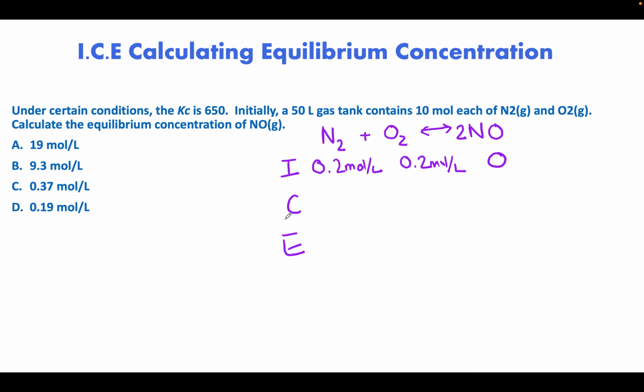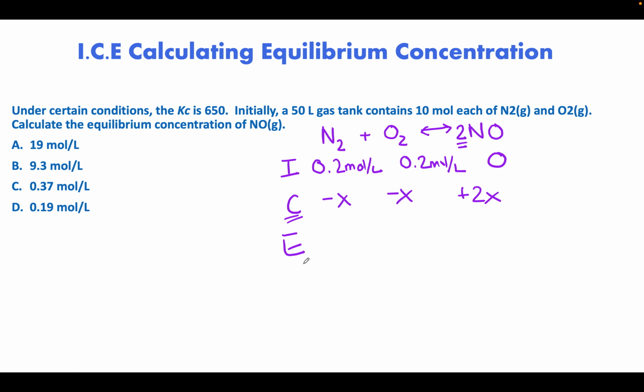Then we get down to C, and C is a change, and it's based on the mole ratio. So reactants are used up. If you don't see a number here, you can assume it's a 1. So we'll have minus X, because again, there's only 1. And then we'll have products. Products are being formed, so we'll add 2X here.